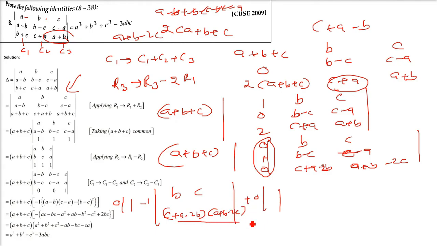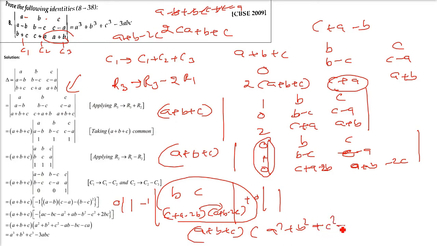I'm not doing the calculation. I'm just saying B into A plus B minus 2C you have to multiply, and C into C plus A minus 2B you have to multiply and subtract them. So finally you will get A square plus B square plus C square minus AB minus BC minus CA. A plus B plus C was already there, which we took in the beginning. And when you multiply this, you will get A cube plus B cube plus C cube minus 3ABC.